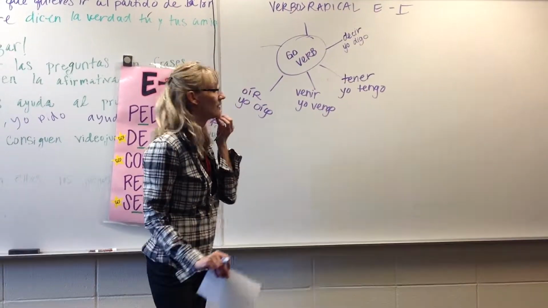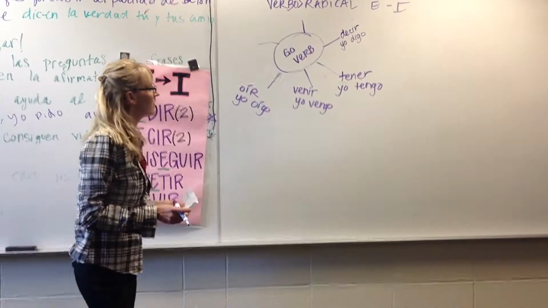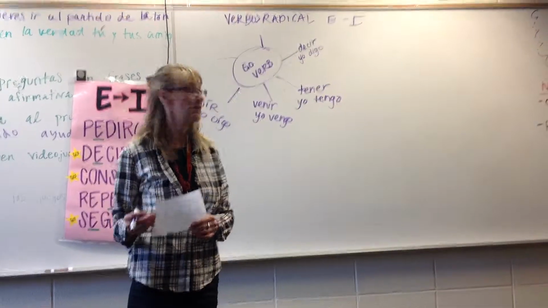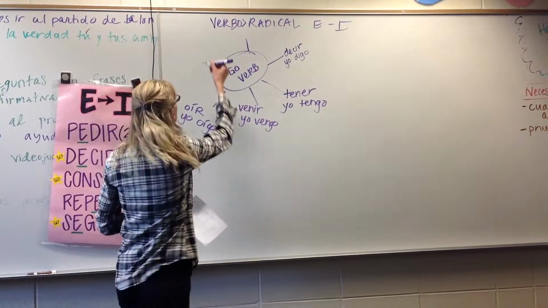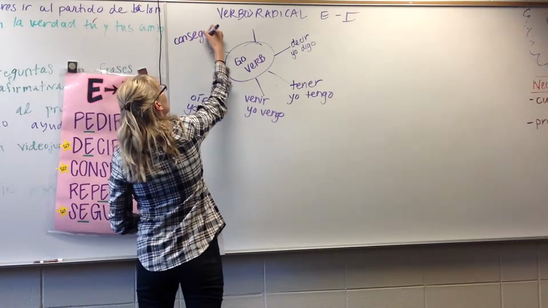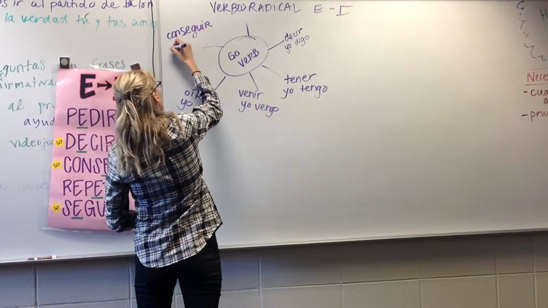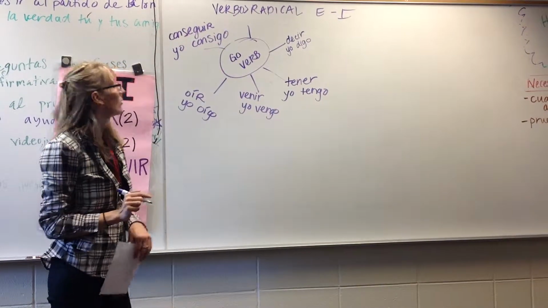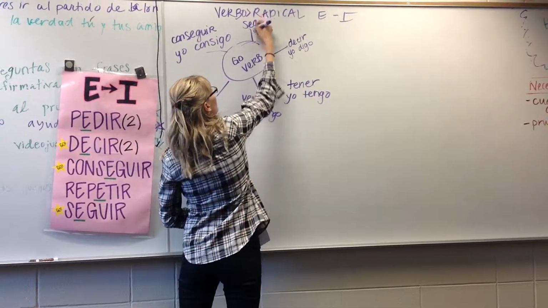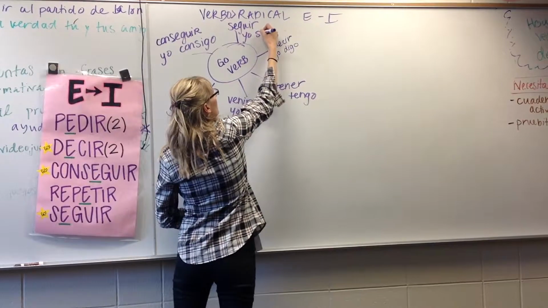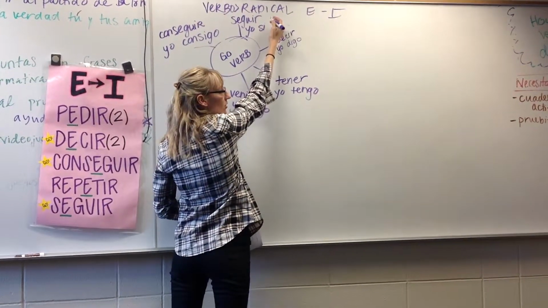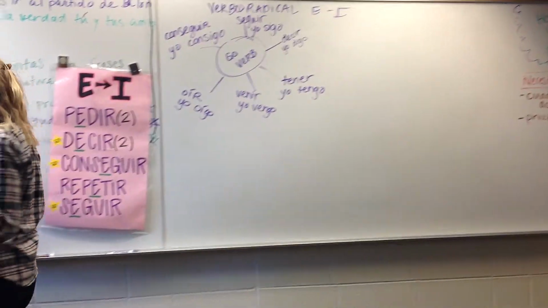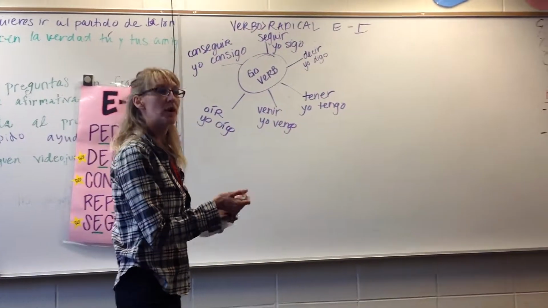What other ones do we have? We have two more. Just kidding. We got decir. Oh, conseguir. What is conseguir? To get or to obtain. And it's yo consigo. Sigo or sego? Sigo, because it's a stem changer. And seguir is going to be yo sigo. Yo sigo.